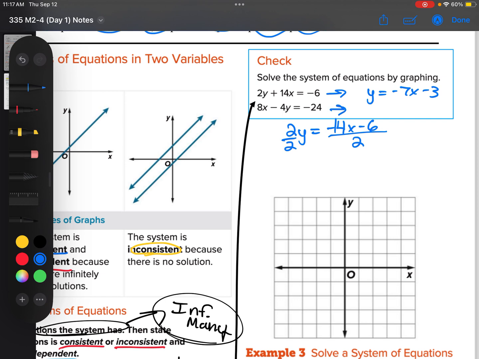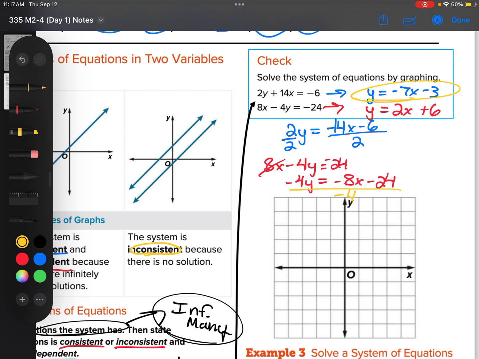And then I can quickly do the next one. So 8x minus 4y minus 24. Going to go ahead and minus the 8x over to the other side. So it's going to be minus 8x minus 24. And then divide everything by negative 4. And then that one's going to end up being y equals 2x plus 6. All right, so those are the two equations that we're going to graph. And then we're going to see where they intersect to find their solution.